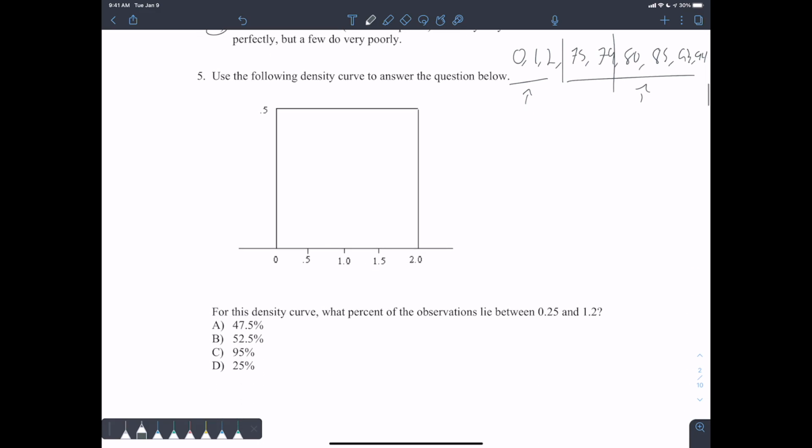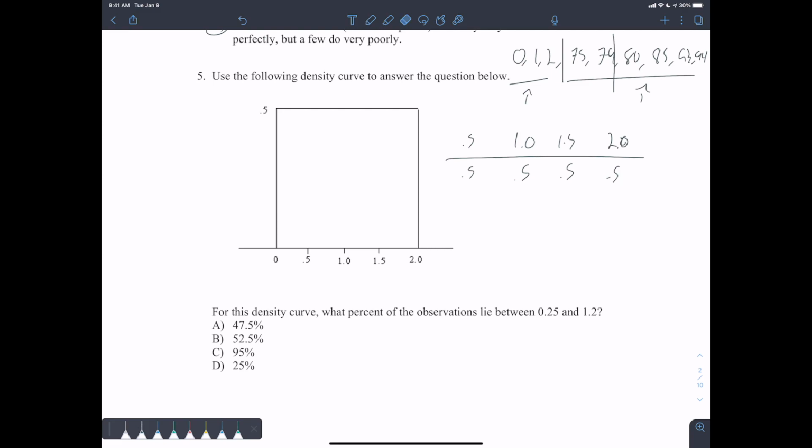Question 5, use the following density curve to answer that question. Now, this doesn't look like a curve, does it? No, it's not. I can't really think of a scenario where you'd have a data set that looks like this, but basically imagine that you have data where your input variable is like 0.5 or 1 or 1.5 and 2, and somehow each one of those data points gives you 0.5, 0.5, 0.5, 0.5. So it's just a square.